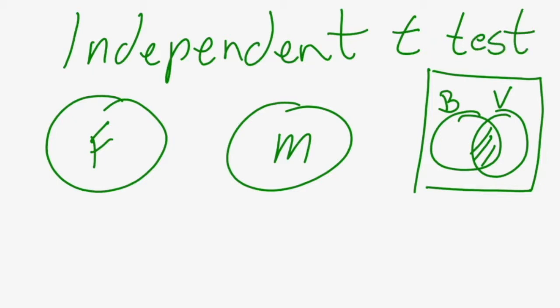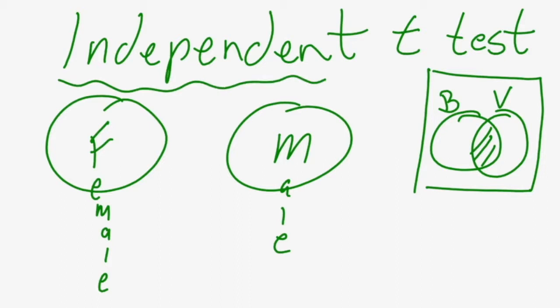Some call it the independent two-sample t-test, but you can see it has to be two samples because we're going to divide our sample or our research into two. In this case, I'm going to use male and female. There are many other ones you can think of. You could divide by underweight, overweight. You could divide by married, single. But the t-test can only divide into two independent groups. So that's what we're looking at here.